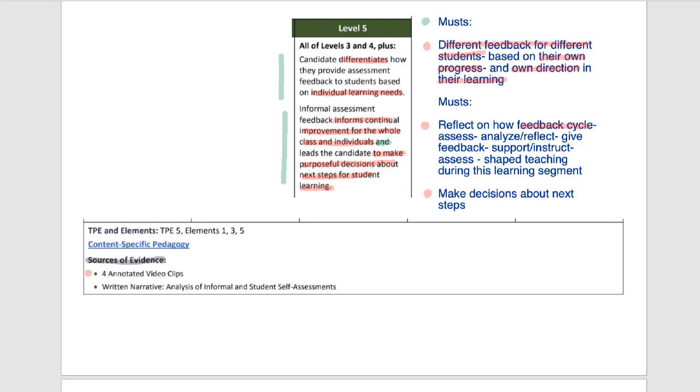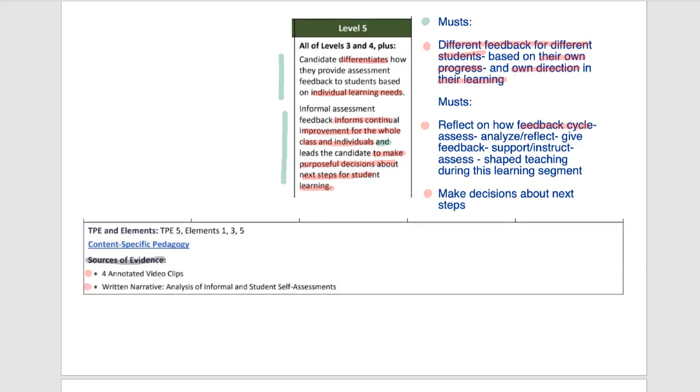So you need to be talking about, because of the results on the self-assessment, I decided that these 3 students needed a little support going this way, so my feedback to them was. So you're connecting your learning goals, you're connecting your assessment results on the rubrics to your feedback. So make sure all of those are tight, all right? And you want to try to have different instances of feedback, showing that you're tailoring your feedback to individuals and not just giving generic feedback. And then you will have to write all this out in your written narrative too.